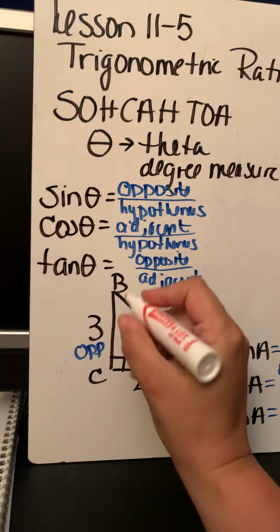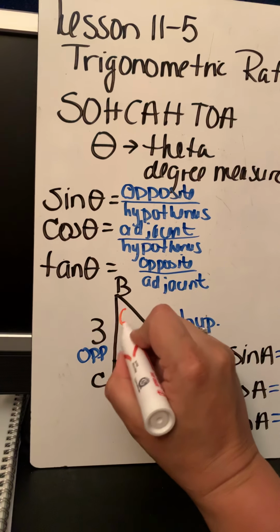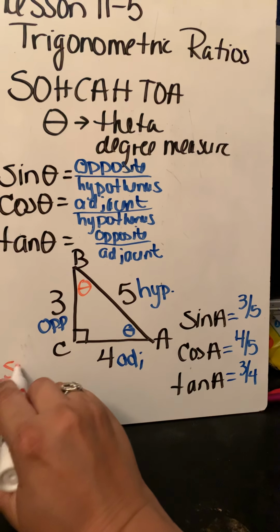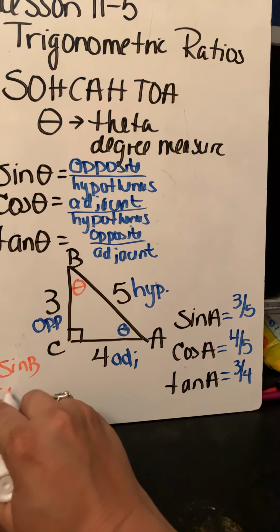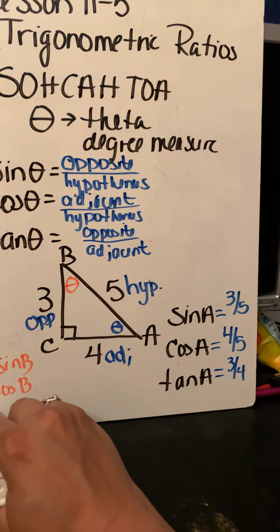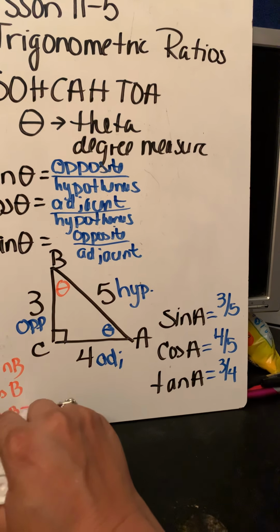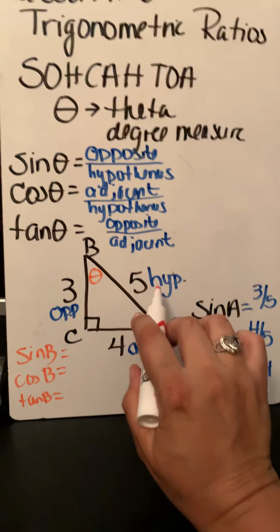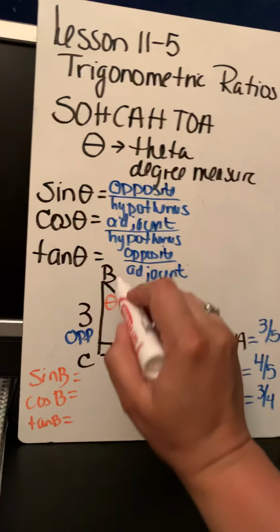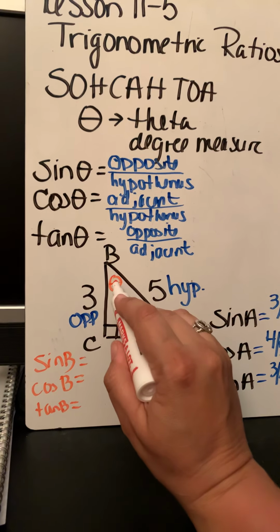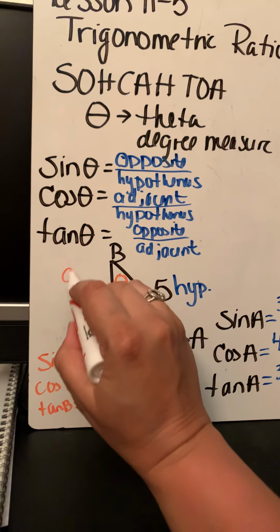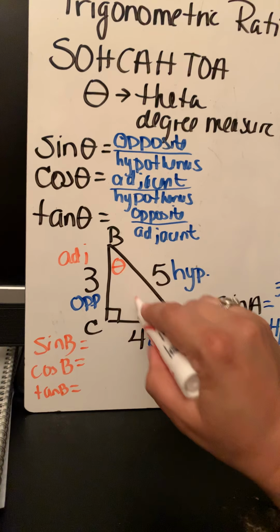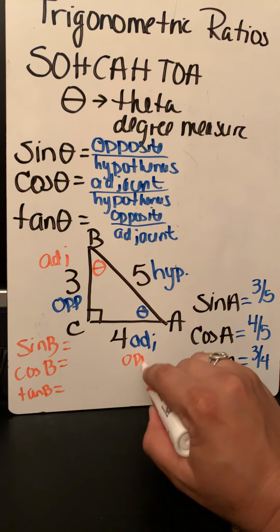Okay, let's just do a what if I was looking for B. So here would be my theta for B. Do it in a different color. So let's say I wanted to find my sine of B, my cosine of B, my tangent of B. Hypotenuse is never going to change. That stays as the hypotenuse. But now, according to this data, 3 would now be my adjacent side. This would be my opposite side.